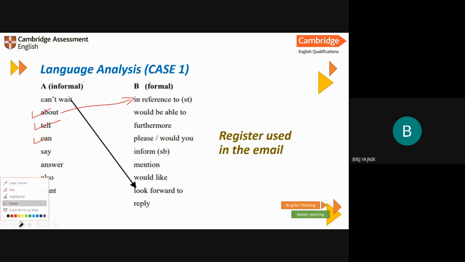So tell is to inform, right? Let me just make it clear here. Inform, right? Fine. Okay, so Utsav says, no. If it is can, it cannot be would you. Can is would be able to, because it shows the ability, right? Can is would be able to. Say is mention, which is very clear over here. Please say. Please mention. So that's what you should do.